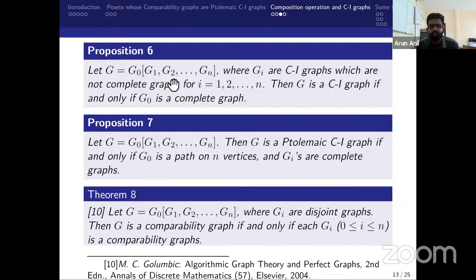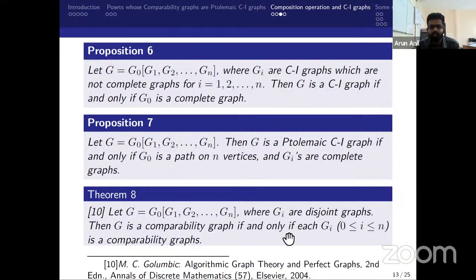We get some result if G is a composition graph, G equal to G0, G1, G2, etc., Gn, where the Gi are CA graphs which are not complete graphs for i equal to 1 to n. Then G is a CA graph if and only if G0 is a complete graph. Similarly, G is a Ptolemaic CA graph if and only if G0 is a path on n vertices and the Gi are complete graphs. This is a result from Golumbic's book.